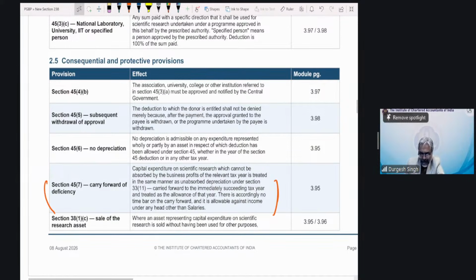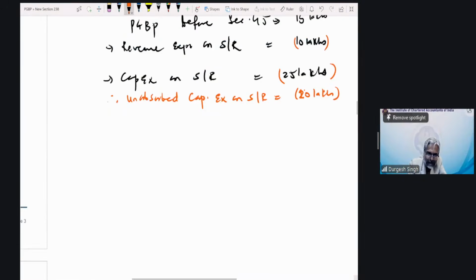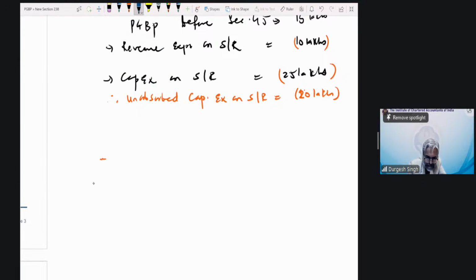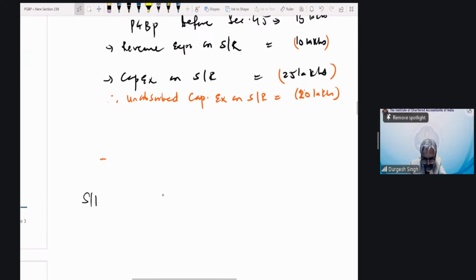Now, students, the last particular point for this concept that we are discussing, what will happen? Say, for example, the last concept, which is there on this 45.1 and 45.2. Now, students, say scientific research asset. Let's take this one. Scientific research asset, students. On this scientific research asset, you have claimed a deduction. Scientific research asset, deduction claim.